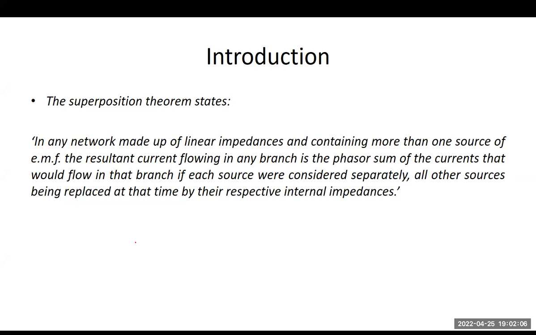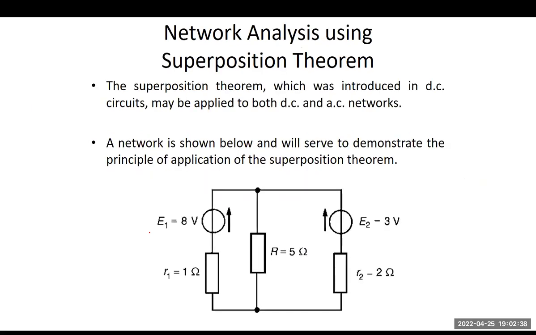The superposition theorem states that in any network made up of linear impedances and containing more than one source of EMF, or electromotive force, the resultant current flowing in any branch is the phasor sum of the currents that would flow in that branch if each source were considered separately, all other sources being replaced at that time by their respective internal impedances. So what do you mean by that? Let's have these examples. The superposition theorem, which was introduced in DC circuits, may be applied to both DC and AC networks.